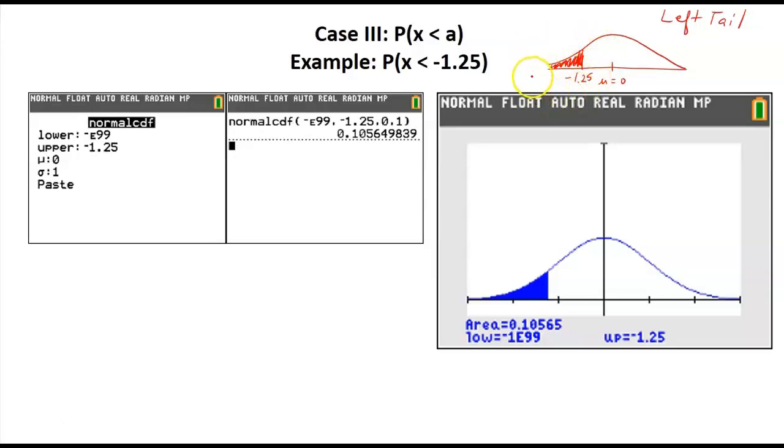Always read the graph from left to right. Because if I'm reading it from left to right, negative infinity is going to be my lower bound, and negative 1.25 is going to be my upper bound. So I'm going to put in negative E99 for my lower, negative 1.25 for my upper, 0 and 1, and I'm going to get this as my value here. And you can see that's the same as down here.